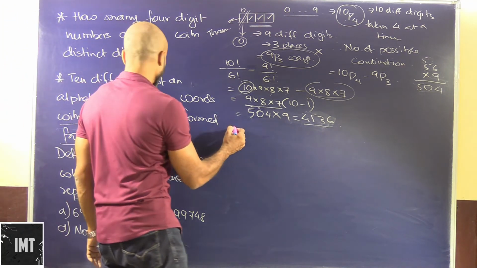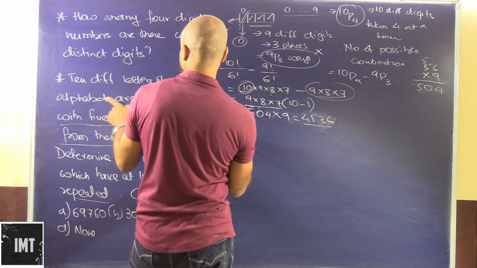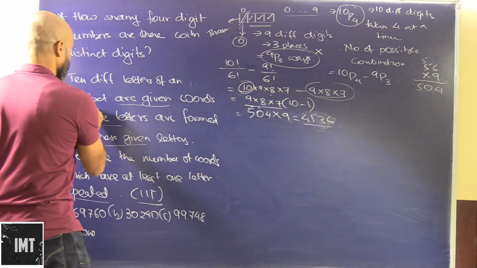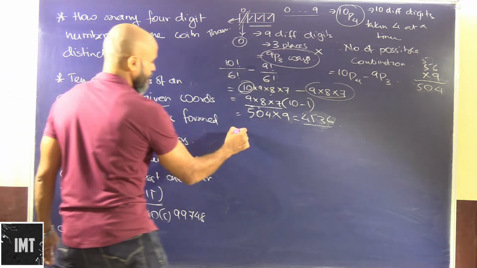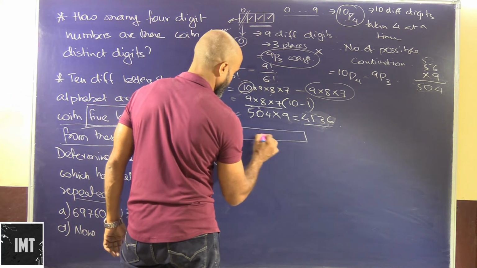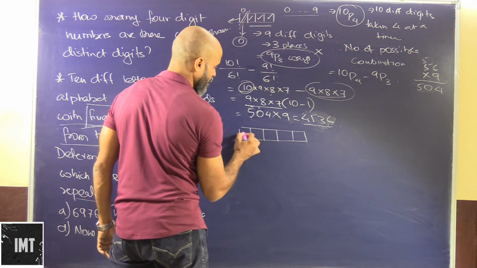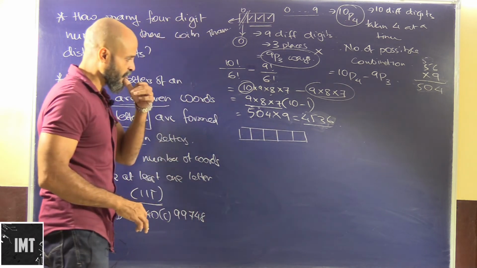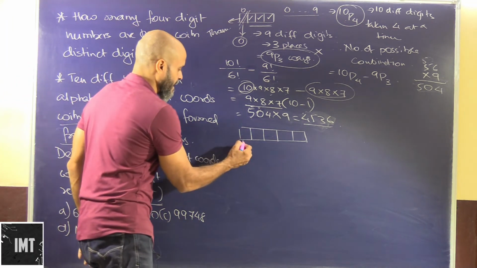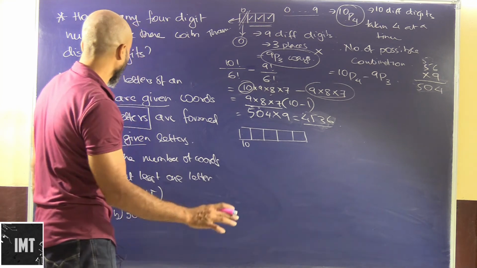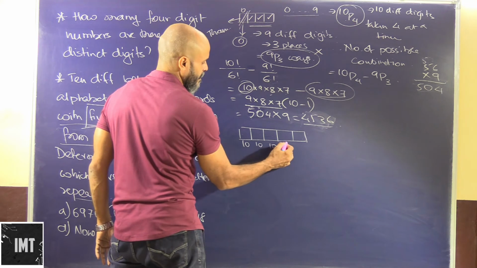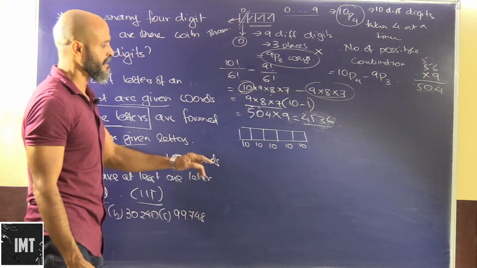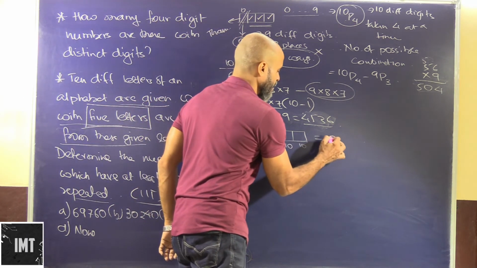10 different letters of an alphabet are given, and we form words with 5 letters. We have 5 positions, 1 2 3 4 5. Here 5 letters out of 10 can be chosen in 10 ways. Now let's say we are allowing repetition. With repetition, it will be 10 to the power of 5.